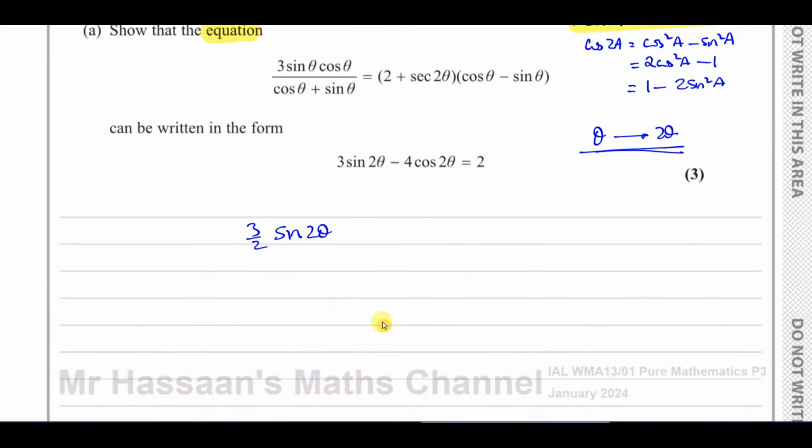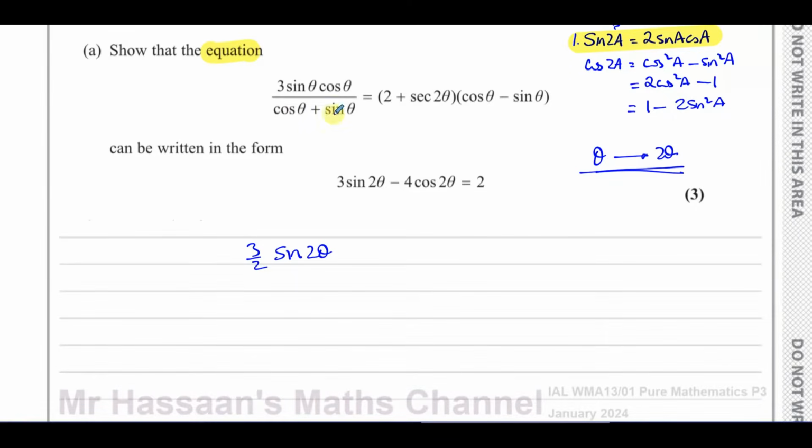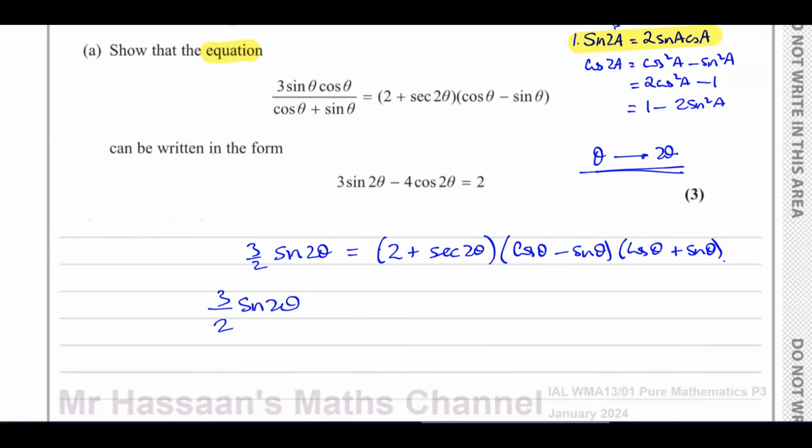So that's definitely going to be one of the steps that will help us. And then we have over cosine theta plus sine theta equals, so I'm going to multiply both sides by cosine theta plus sine theta. So I have 2 plus secant of 2 theta, which seems okay because it's already in double angle, times cosine theta minus sine theta times this bracket cosine theta plus sine theta. So how do I make these into double angles? Let's think about trying to. In fact, what I can do is I can multiply by the 2 as well.